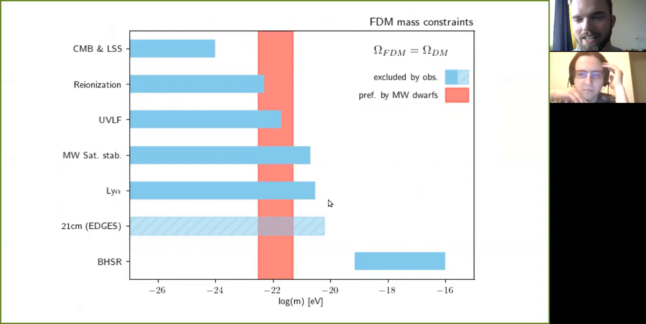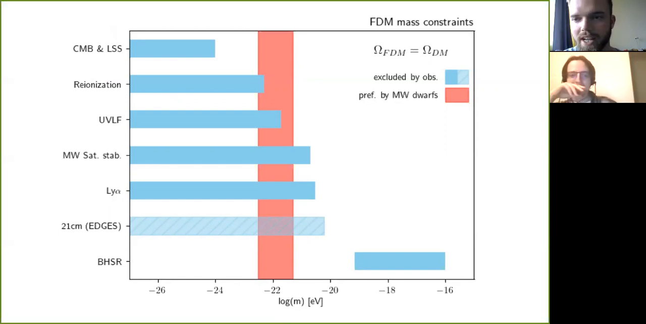So as I said, on linear scales, we have this initial cutoff in the power spectrum, and that can be probed by the CMB and large scale structure, reionization, UV luminosity function, and then also the weakly nonlinear regime by Lyman alpha. But those scales are only interesting for very light masses, so masses below 10 to the minus 22. Then the cutoff scale is so large that it can actually be probed by these linear probes.